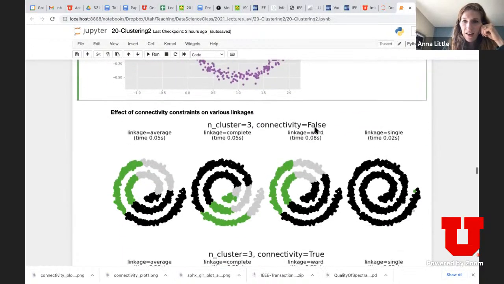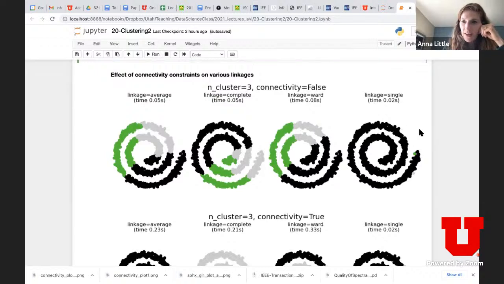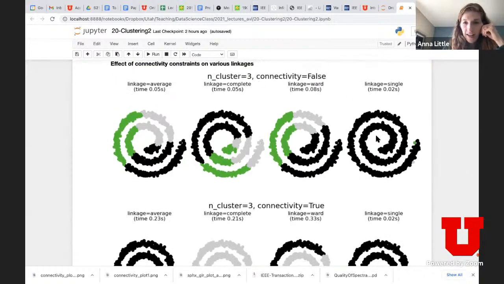Okay, and then here we can see how this can improve certain results. So here, this is just showing the output of these clustering algorithms. If you ask for 3 clusters with the different linkage types, average, complete, ward, and single, without connectivity constraints, you can see with single linkage, it's just kind of picking off these outliers, which is not great. And then you can see with these other methods, it's just trying to put it into balls, into kind of convex cluster shapes.